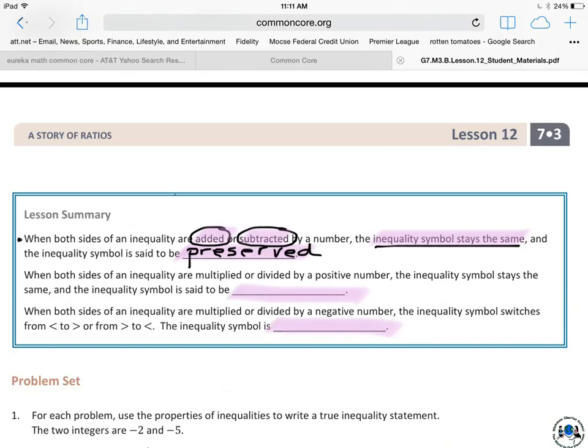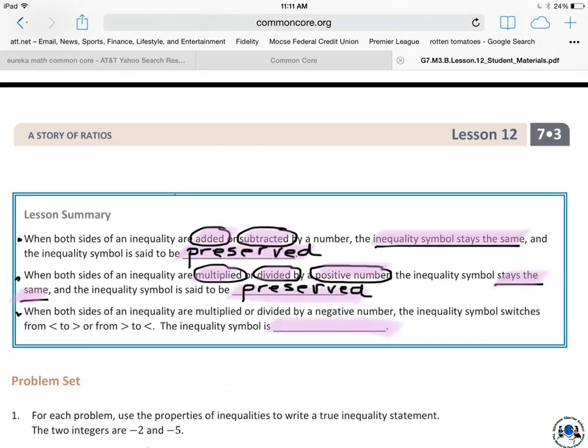Again, added or subtracted by a number, inequality symbol stays the same. It is preserved. Now, when both sides of an inequality are multiplied or divided by a positive number, the inequality symbol stays the same again. And again, the inequality symbol is said to be preserved. Again, that is multiplied and divided by a positive number. Stays the same, or preserved.